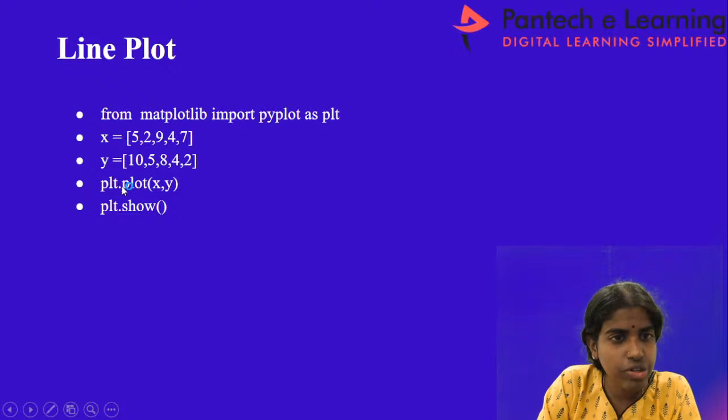So whichever inbuilt functionalities of matplotlib I want to use, using the alias name, using dot operator, I am just calling this plot function. And I am passing these two parameters. So x and y, these two are given as inputs to my plot function.